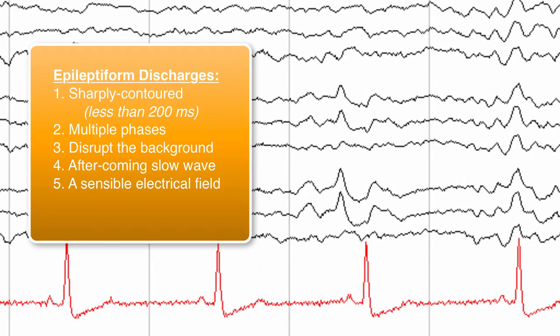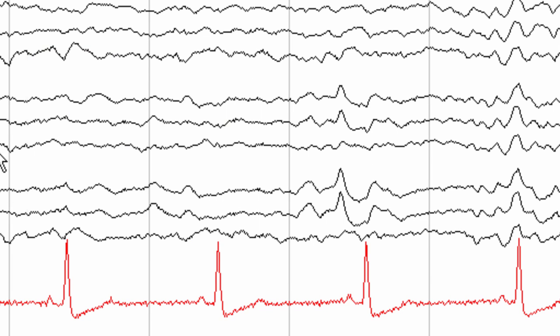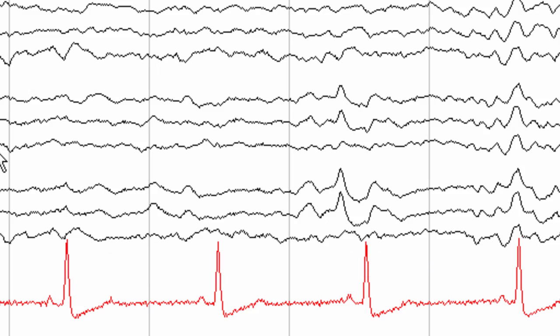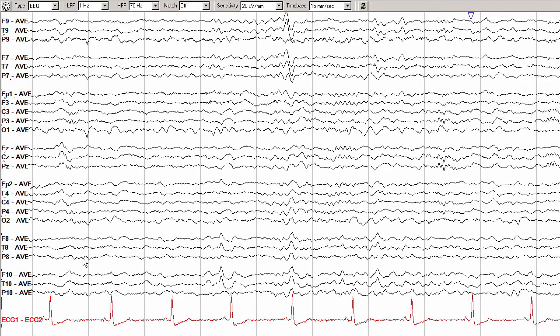This is also sharply contoured, also has multiple phases, also interrupts the background, is also associated with an aftercoming slow wave, and also has a field that makes sense. This is a right anterior temporal sharp wave. Therefore, on this single page, we have independent bitemporal anterior temporal sharp waves.